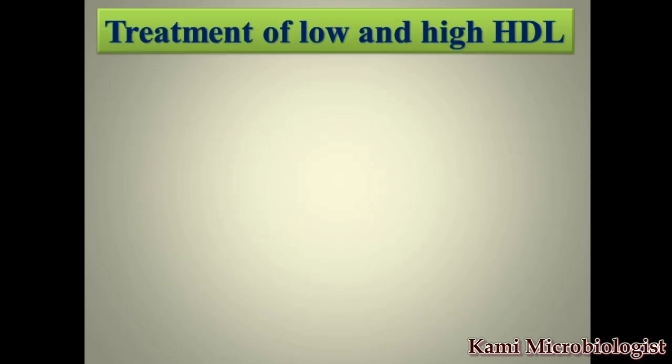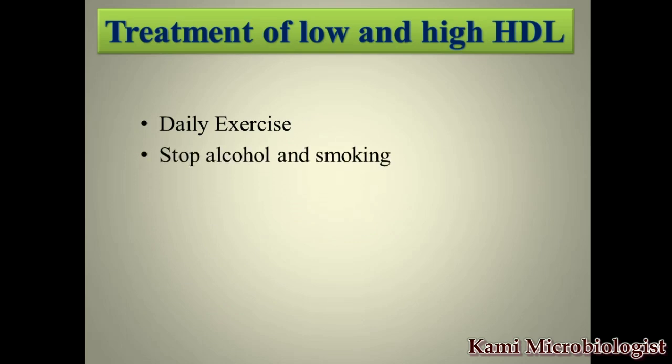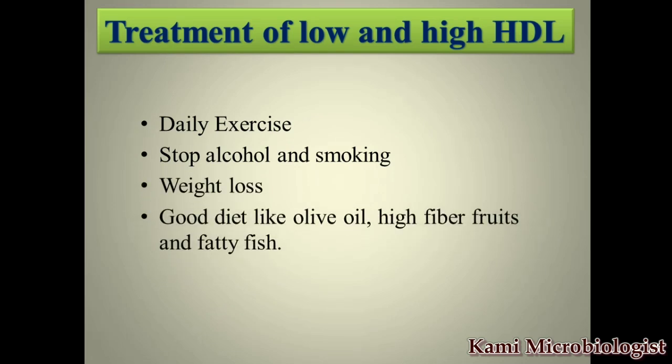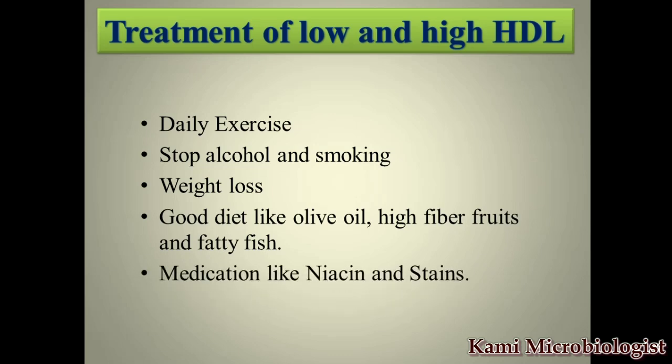Now we have the treatment of low and high HDL. If your HDL level gets low, you have to perform daily exercise, stop alcohol and smoking, and lose your weight. You have to take good diets, like olive oil in your food, high fibers, fruits and fatty fish. Then there are certain medications that will improve your HDL, like niacin and statins. If you control your diabetes, it will also improve your HDL level.